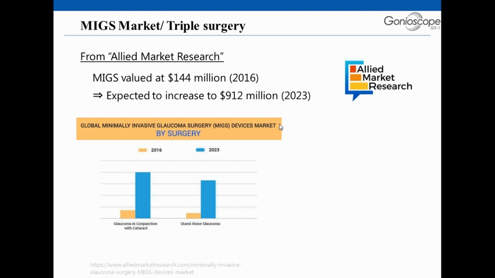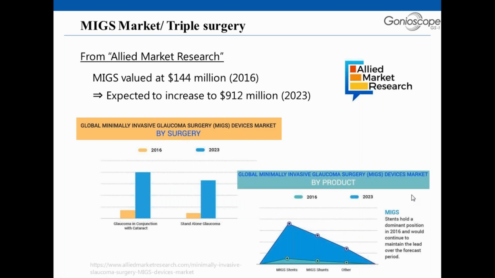And the table below shows the MIGS device market by surgery. On the left side is triple surgery, which is glaucoma surgery, MIGS surgery, and cataract surgery and IOL. And the right side is standalone glaucoma surgery. As you can see, there is a dramatic increase in 2023. And this is the MIGS device market by product, and it shows in 2023 there will be more MIGS stents, followed by MIGS shunts and other MIGS devices.